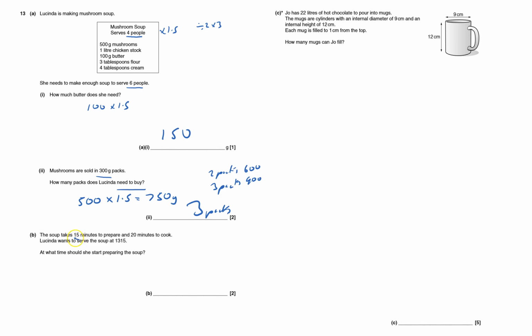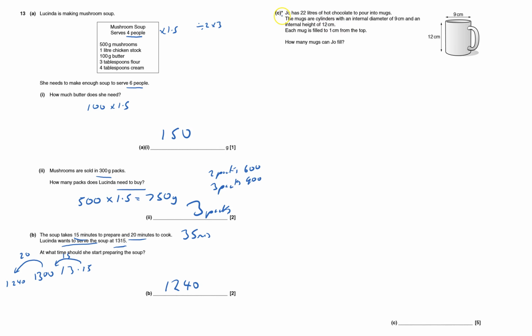Okay, the soup takes 15 minutes to prepare, 20 minutes to cook. So that's going to be 35 minutes altogether. 13:15 is when she wants to serve soup, so I've got to come back before 13:15. If I go back 15 minutes, that'll take me to 1300 hours. But I need to go back another 20 minutes, so I need to go back 20 minutes before that. And that'll be 12:40. It's obviously in 24-hour clock, so you don't want to put in an AM or a PM.